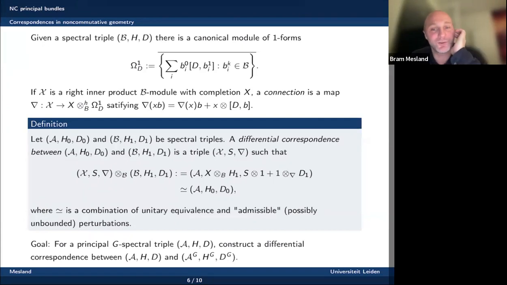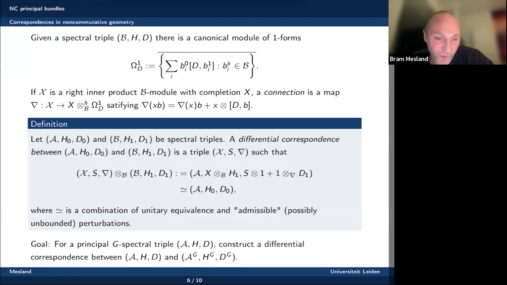And then it turns out that if you have two spectral triples, you can make sense of the notion of differential correspondence, which is the non-commutative analog of these Kasparov correspondences. That's a triple (X, S, nabla), where X is one of these inner product modules, S is some unbounded operator on it, so a differential operator that acts as module endomorphisms, and nabla is a connection. If you have this data, then modulo some analytic conditions, which I'm sweeping under the rug here, you can form explicitly the Kasparov product in the way indicated here. And we say that (X, S, nabla) is a correspondence between the two spectral triples if this explicit Kasparov product is equivalent to the original second spectral triple modulo some reasonable perturbations. We will see in the example what this can possibly be.